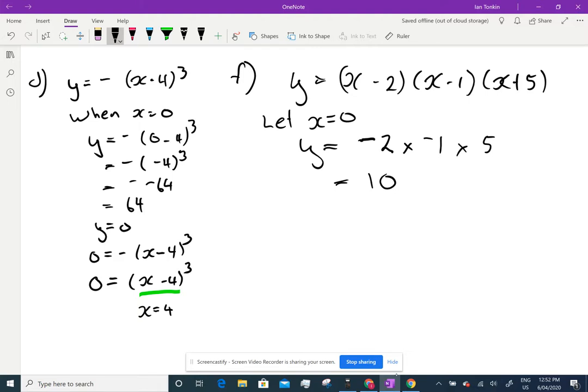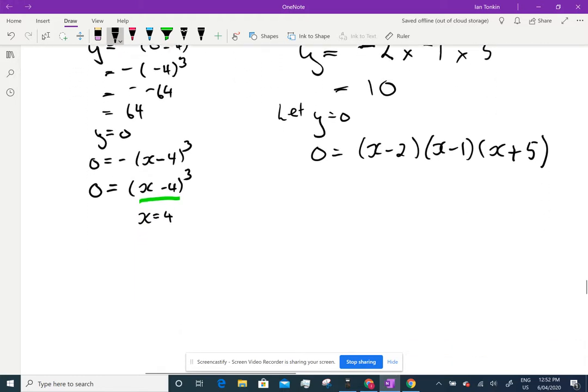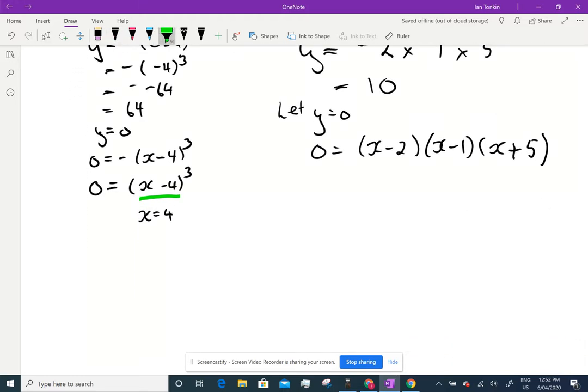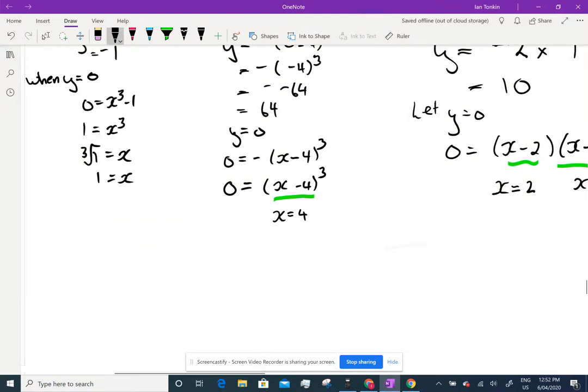Now, if I let y equals 0, I get 0 equals x minus 2, x minus 1, and x plus 5. And straight away you should be thinking, well, that's how we solved quadratics, but we only had 2 of them, and we just had to find the values that would make that equal 0. Yeah, so x will equal 2, x will equal 1, or x will equal negative 5. Okay, so there's how you find the intercepts for those questions.